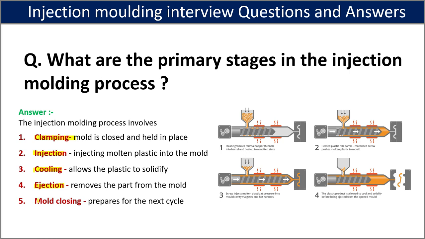And the last stage is mold closing. After removing the part, we will close the mold for the next cycle, and after that the process will repeat: clamping, injection, cooling, ejection, and mold closing for the next part. So this is the sequence for the injection molding process.